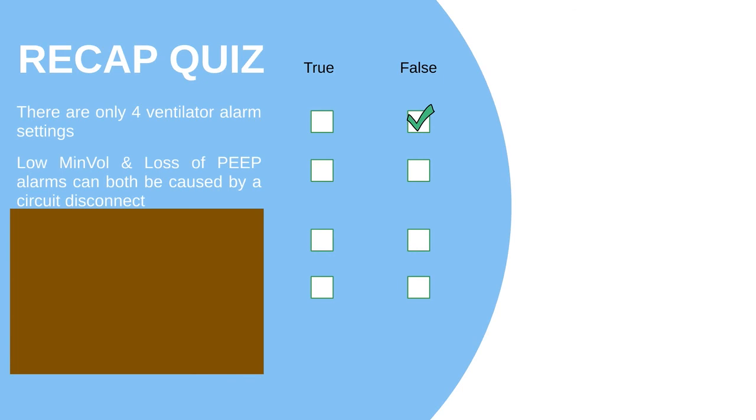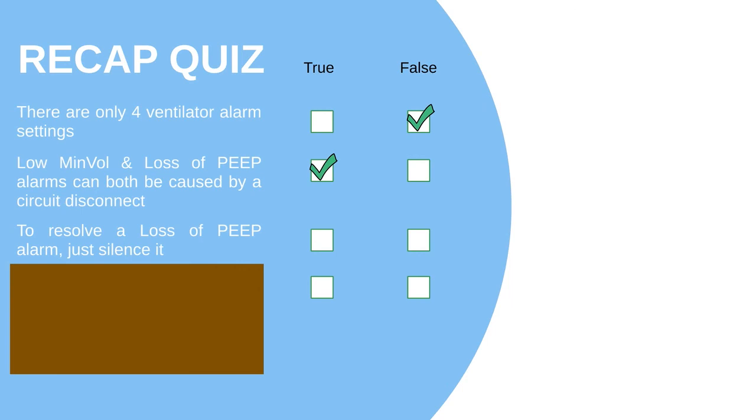Low minute volume and loss of PEEP alarms can both be caused by a circuit disconnect. That is true. To resolve a loss of PEEP alarm, just silence it. That is false. Don't ever just silence alarms and leave them unless you know why you are silencing that alarm. That's the reason why I did not talk about the silence button on the ventilator, because I want to make sure we're not encouraging anyone to just hit silence and leave the ventilator.